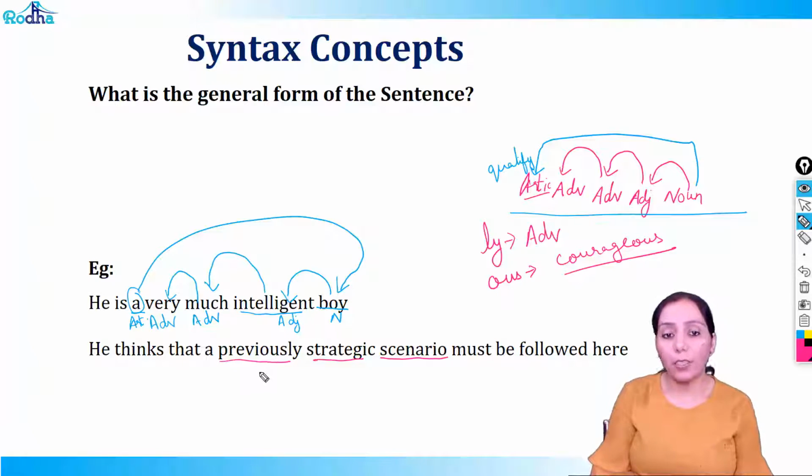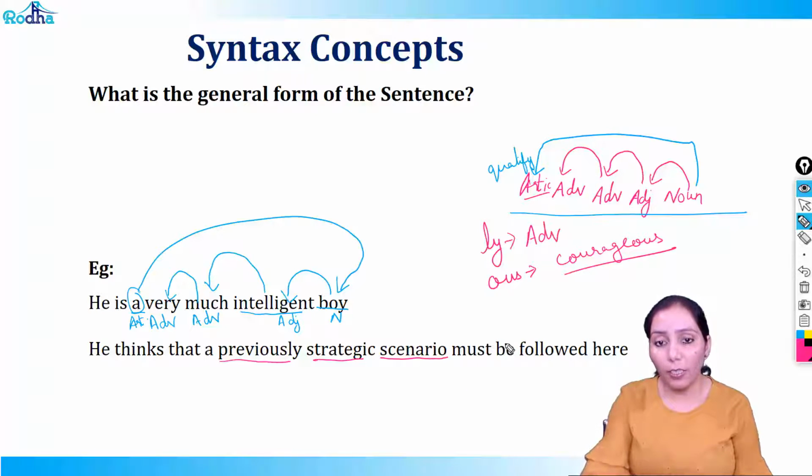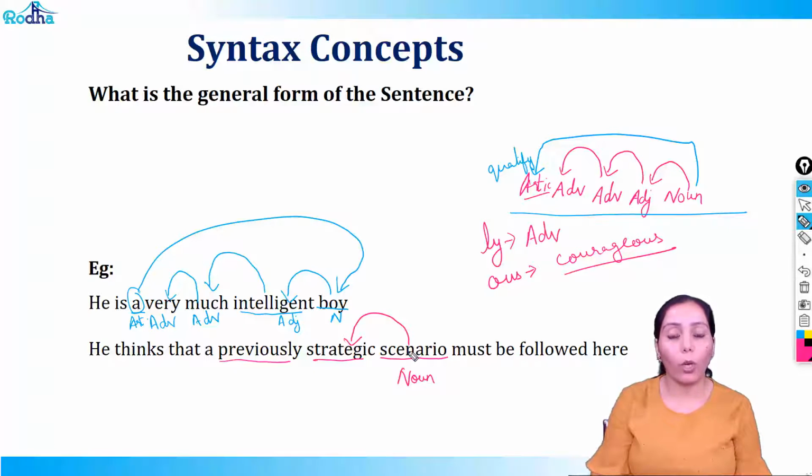So, now let's see the sentence again. He thinks that a previously strategic scenario must be followed here. Now, it is written scenario. Scenario is what? It is a noun, because about this only we are going to talk. Now, after this, it is given strategic. What kind of scenario are we talking about?